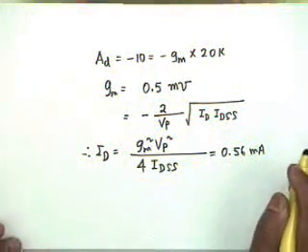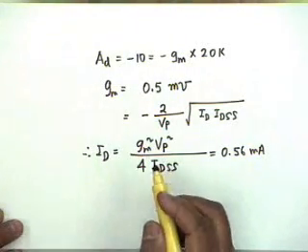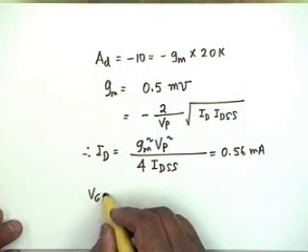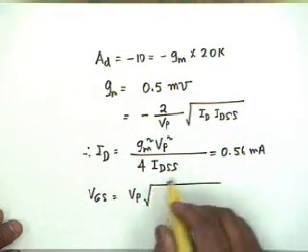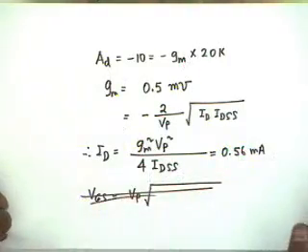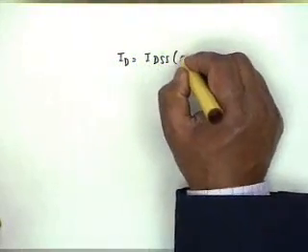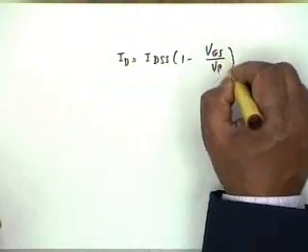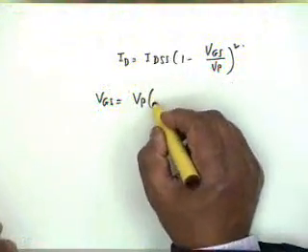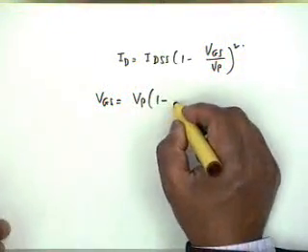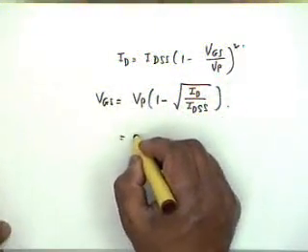And if I know ID, then I can also calculate VGS, which I require. VGS is given by VP multiplied by, I beg your pardon, that is not correct. From the relation ID equal to IDSS times 1 minus VGS by VP whole squared, I get VGS equal to VP times 1 minus the square root of ID by IDSS, and this calculates out as minus 0.75 volt.